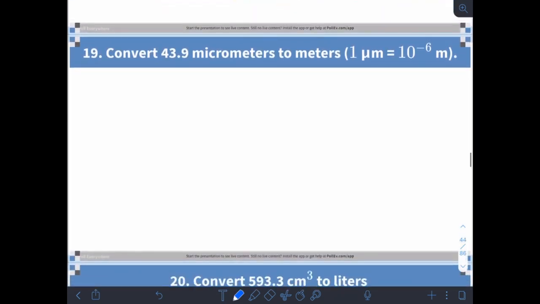So continuing on to number 19. Convert 43.9 micrometers to meters. And remembering this funny looking U shape is the symbol for micro. Okay, so our relationship is 1 micrometer is 10 to the minus 6 meters. So I can write those relationships as fractions. So 1 micrometer over 10 to the minus 6 meters, or 10 to the minus 6 meters over 1 micrometer. Both of those things are true because they're equal to each other.